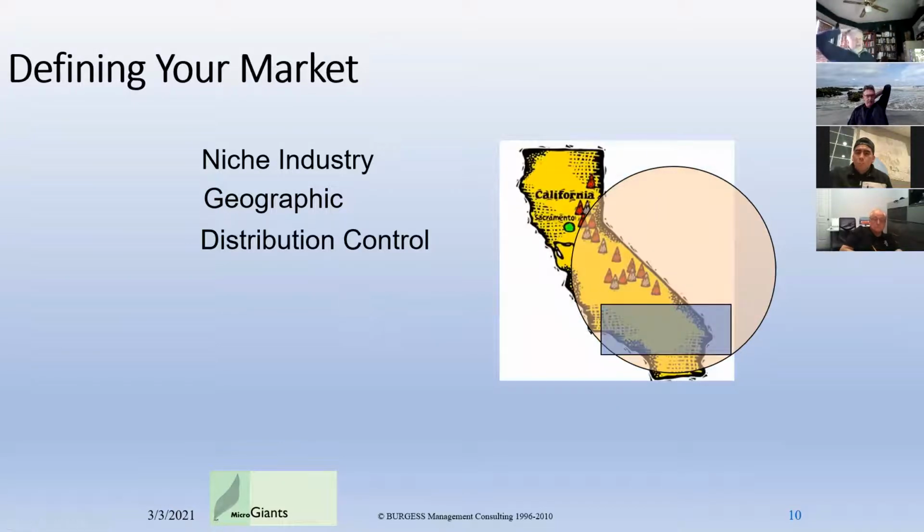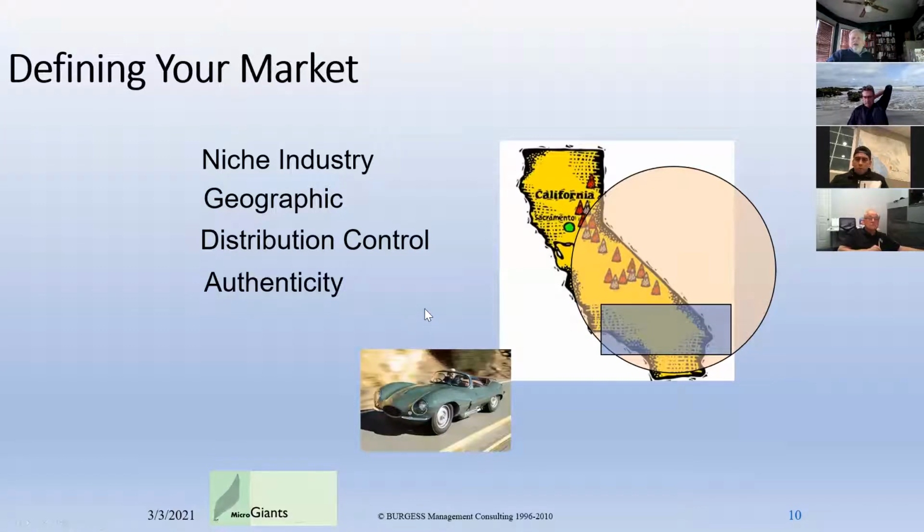Distribution control is another way to define your market. In this particular case, I think the example was a Jaguar specialty repair shop. Jaguar controlled the distribution in Southern California, and therefore he had no competition. Authenticity comes from proper brand, from people recognizing that you have the real thing.